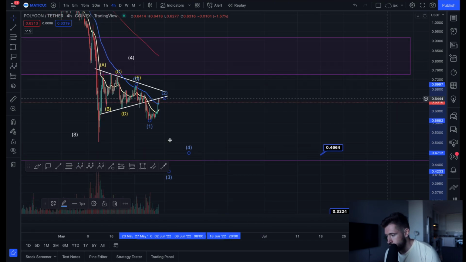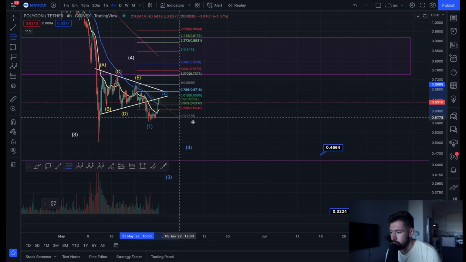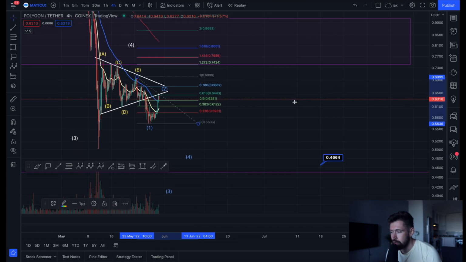Now the wave 2 pullback usually retraces in between the 0.5 and the 0.618 on the Fibonacci. So if we go from the swing high of the wave 1 down to the swing low, you can see we're perfectly reaching the 0.618, and we're also hitting resistance of this symmetrical triangle. So if we begin to roll here, that will have completed wave 2.